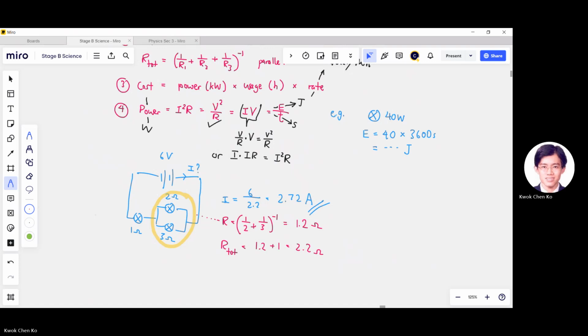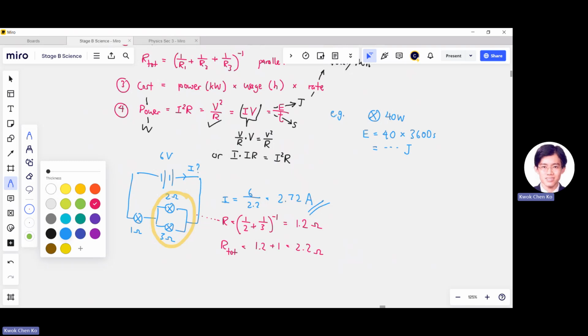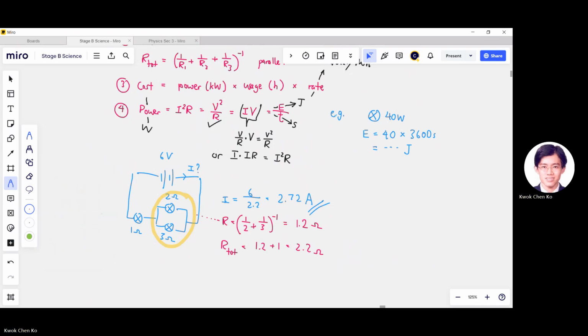Just for you, this is a bit harder. Tell me, what is the power in this light bulb? What's the power usage in that light bulb? How much power does it use? The voltage for that one is also 6. Oh no, 6 applies to the whole chunk. How was the power?